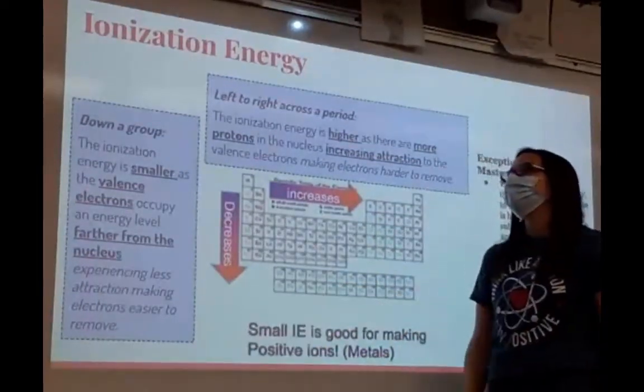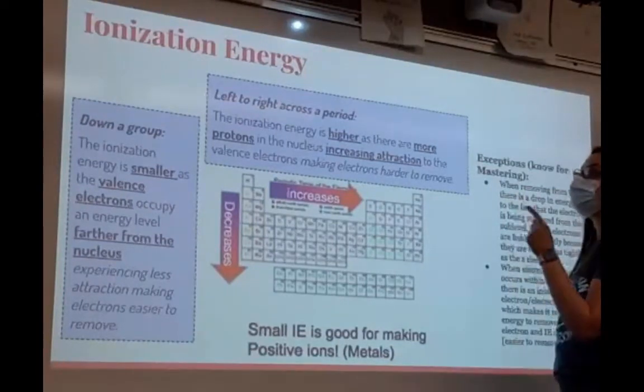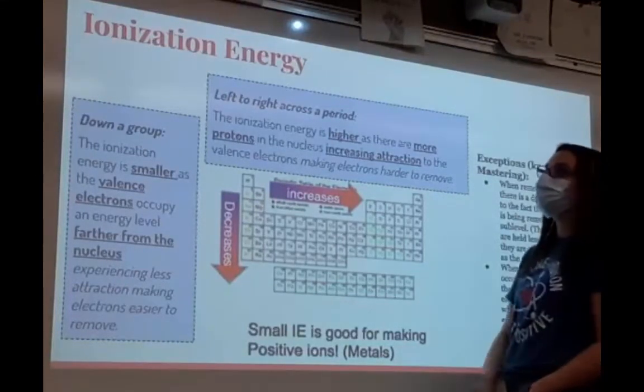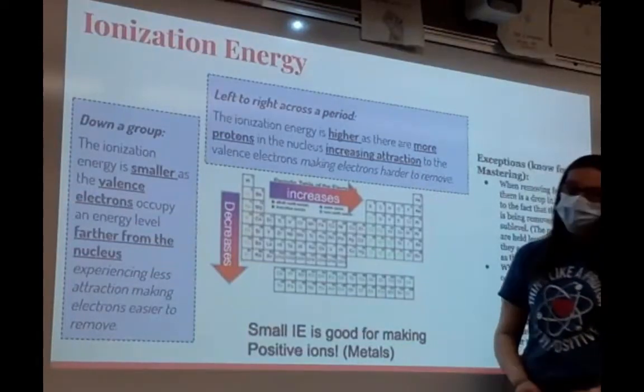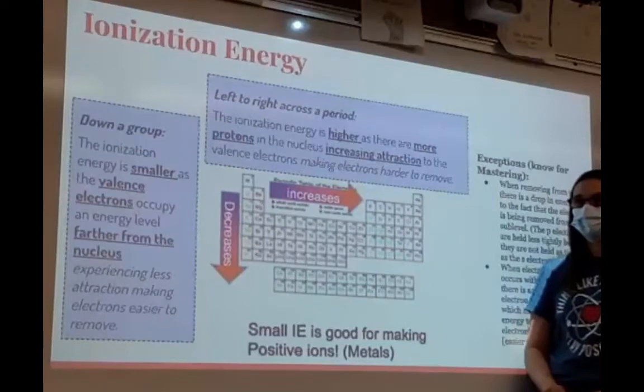Ionization energy is the most tested trend that I have seen on the AP test. They love asking questions on ionization energy, both multiple choice and free response. Ionization energy is the energy required to remove an electron. First ionization energy is the energy required to remove the first valence electron, and then second ionization energy is the second electron, third, and so on.